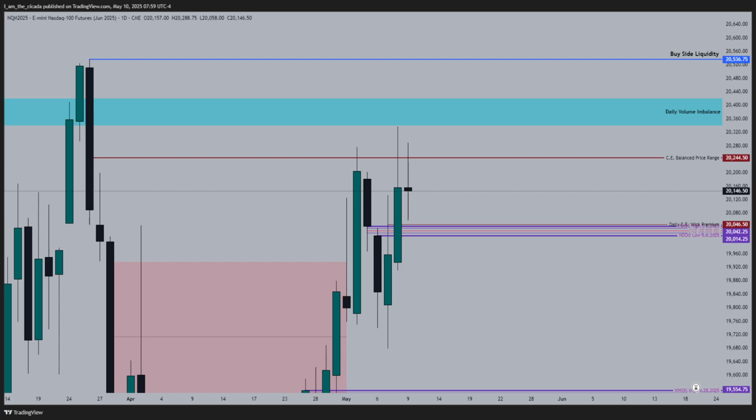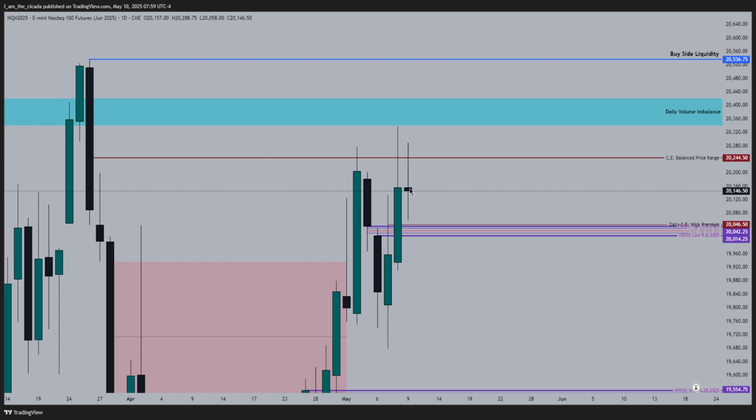Anyway, back to the price action. Notice how price gaps lower, we trade higher, overlap the wick here. We reach all the way higher into the consequent encroachment of this balanced price range, take out this high, almost move into the daily volume imbalance but just fall short of it, and then we close lower.